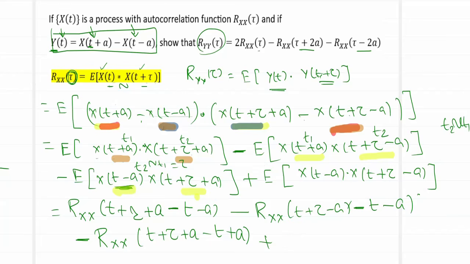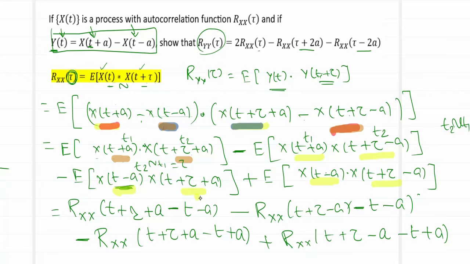This is your T1 and this is your T2. So T1, T2, T2 difference T1. So what will happen here? Again, this is going to be Rxx of the differences T plus tau minus A minus T minus of minus will become plus A. So I have now completed the conversion of the exponential of the product of two time parameters into an autocorrelation.